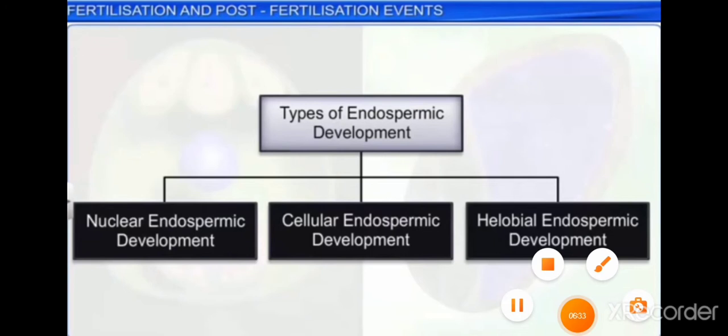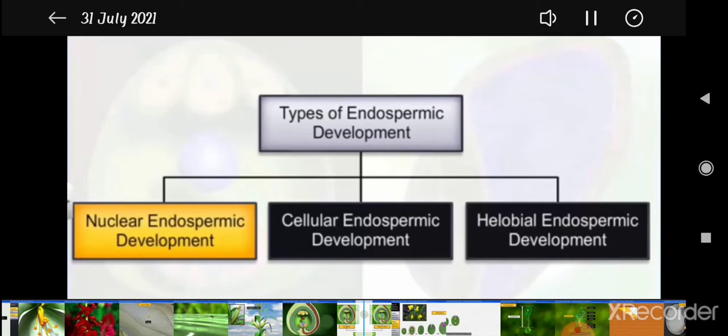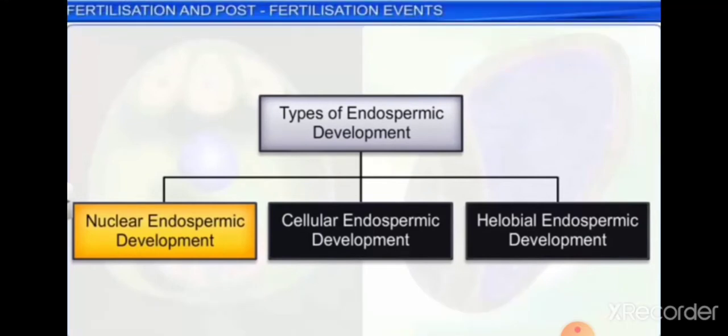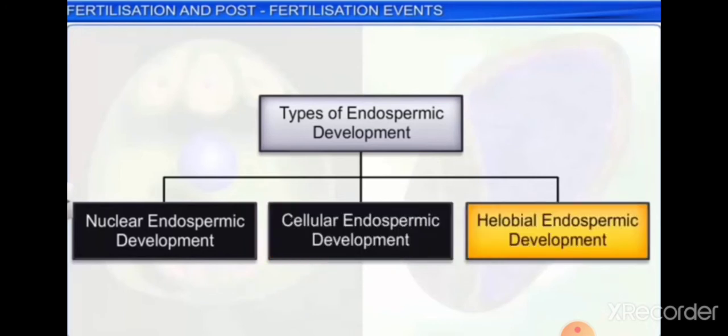So, types of endosperm development. Here you have nuclear endosperm development, cellular endosperm development, and helobial endosperm development.